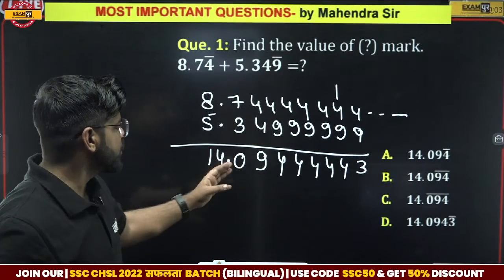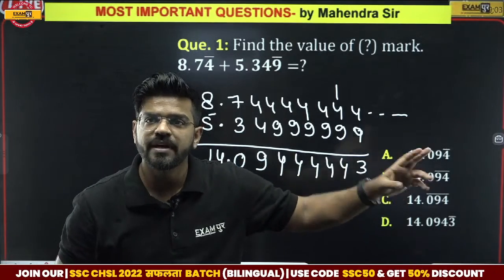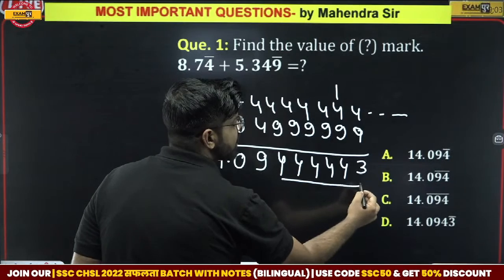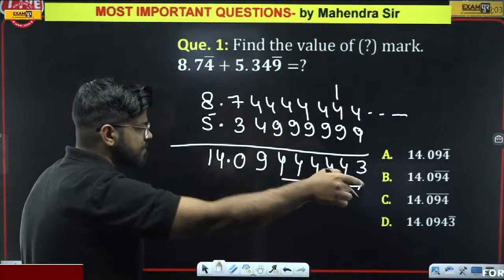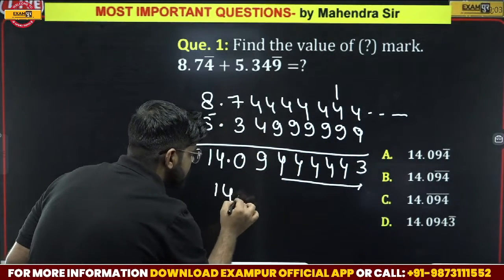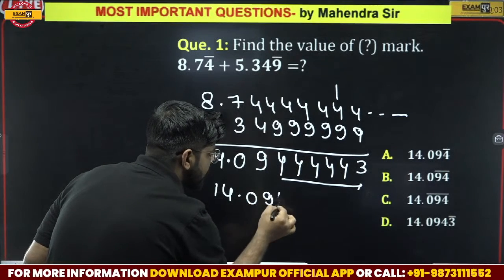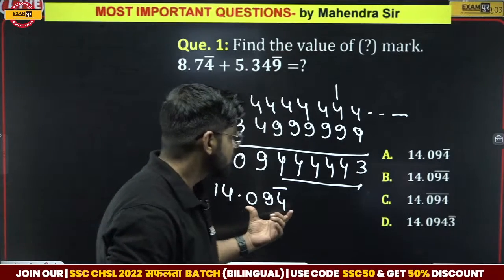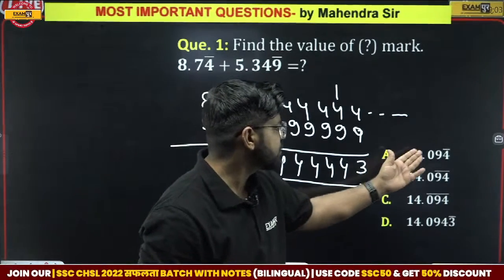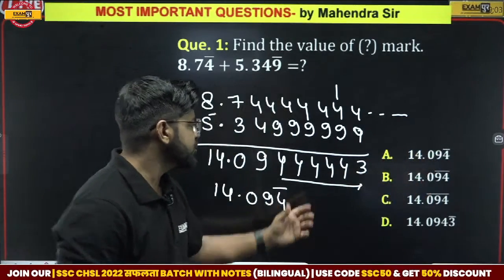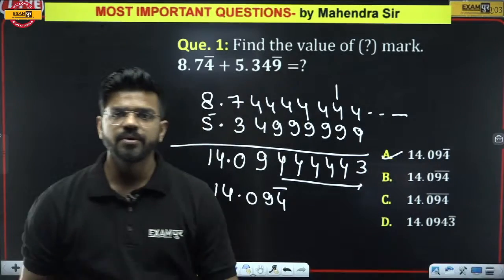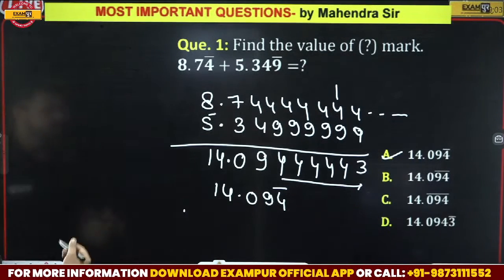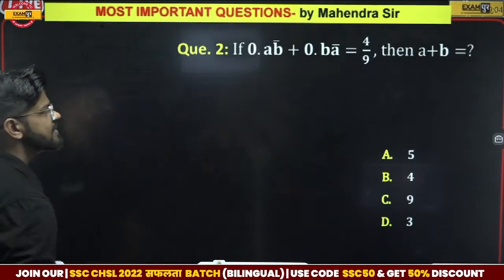So 14.094444 and so on. What will be my answer? I can consider that this will be infinitely 4. So this will be 14.094 bar. This can be written like this. So where is the option? 14.094 is option number A, right? Clear to everyone? So you can solve this question easily by doing this.